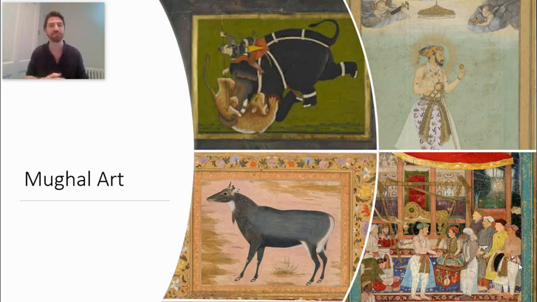But you also get different art styles incorporated. So you have a Persian influence. And in the top right, you can see cherubs. So you see Western European art influencing Mughal art in this time period as well.